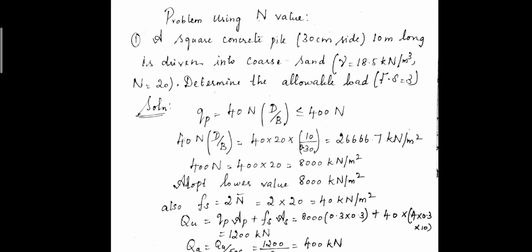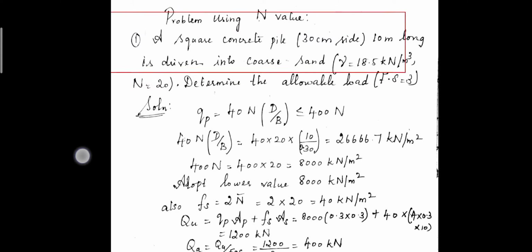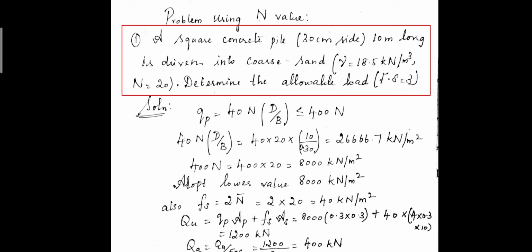Okay. Now, we will see a problem based on that. A square concrete pile which has a size of 30 centimeter side, 10 meter long, is driven into coarse sand. It has a unit weight of 18.5 kilonewton per meter cube and standard penetration number is equal to 20. Determine the allowable load for which the factor of safety is equal to 3.